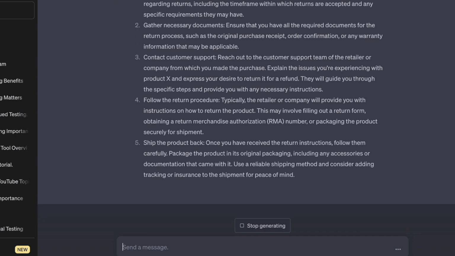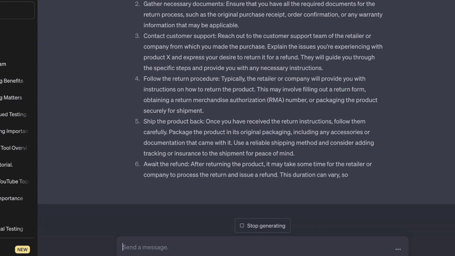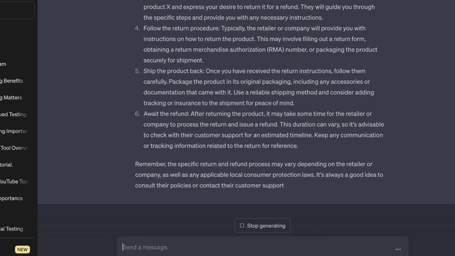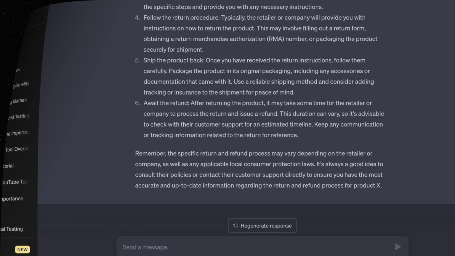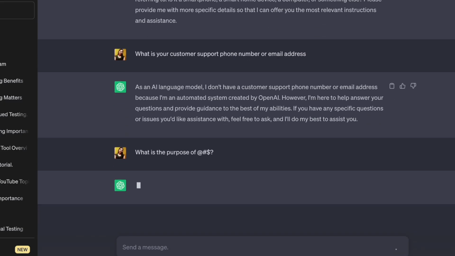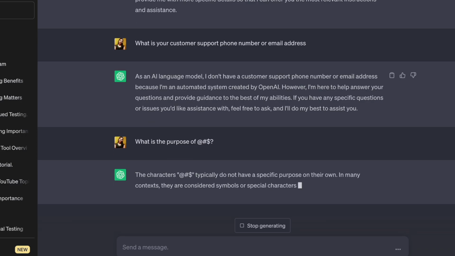So till now ChatGPT is giving very proper and exact answers to all the queries which we are throwing at it. Next is how it handles error and exception handling testing in ChatGPT. So invalid input testing: we are testing with invalid inputs and checking if the model detects or handles the invalid input gracefully, providing an informative error message or requesting clarification.